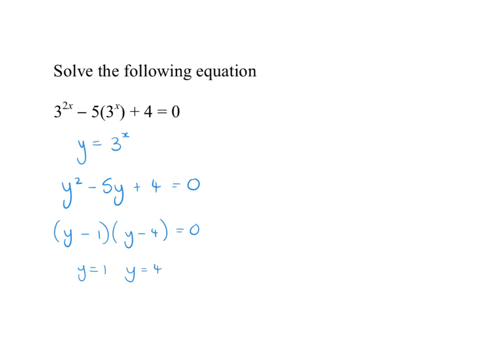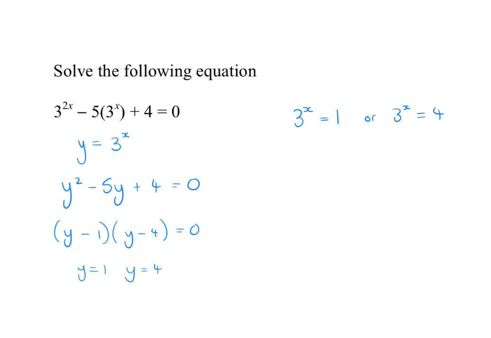So we're trying to solve for x, not y. y was equal to 3 to the power of x. So that means 3 to the power of x is equal to 1, or 3 to the power of x is equal to 4. Now I can use my logarithms to be able to solve these equations.